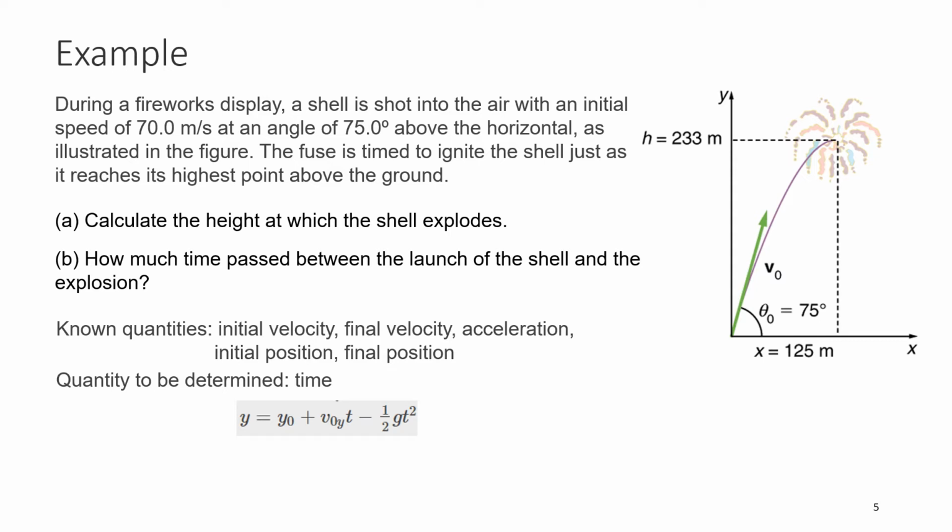However, there is a better way to do it, which is to use the equation y equals y0 plus the average velocity, which is 1/2 times (V0y plus Vy), times t, because we know all the initial and final velocities and the positions. After plugging in all the numbers, we get the time equals 6.90 seconds.